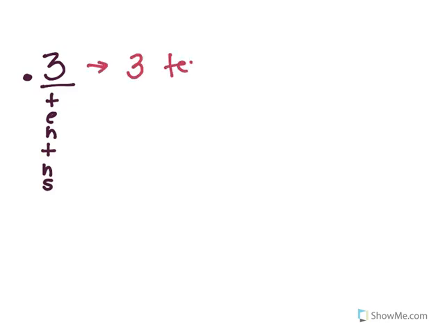So if I had a decimal like this, 0.3, that is saying 3 tenths. So I would write it 3 tenths. Or I could write it with the word out, 3 tenths. Either way works. So let's try a few more. Try these ones with me.